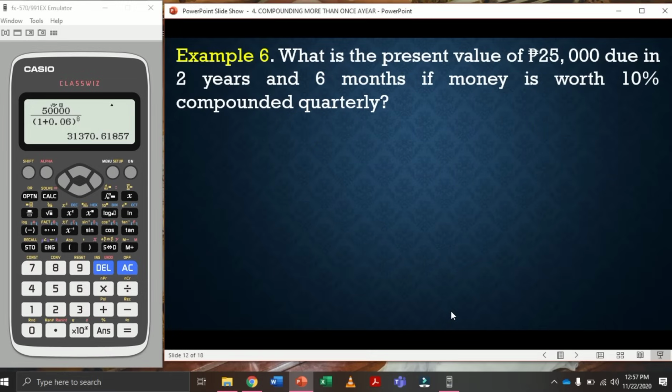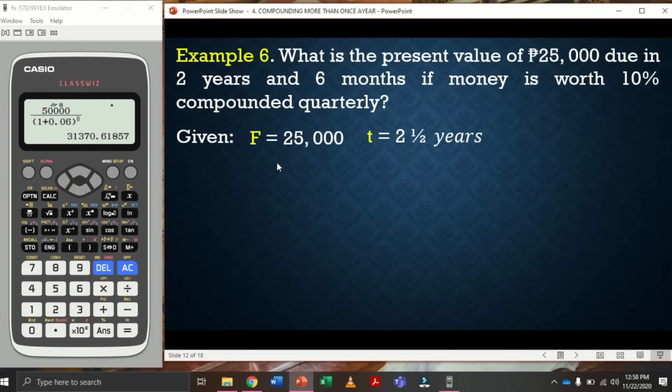Alright, next problem. What is the present value of 25,000 pesos due in 2 years and 6 months, if money is worth 10% compounded quarterly. So, ano yung given values natin? Since yung hinahanap dito ay present value, so therefore, yung 25,000 dyan ay future value yan. So, yung mga given natin, F is equal to 25,000. Again, since yung hinahanap natin ay present value, so therefore, 25,000 is the future value.